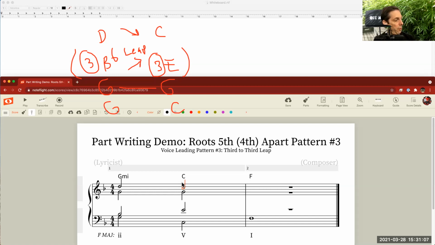So here's our third to third leap. The alto has a common tone. The other one, the soprano voice, moves down by step. So that's the pattern with the third to third leap. We would only use this if we wanted to kind of change the position that the chord was in. But again, it's very rare.